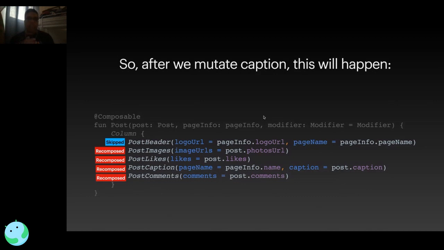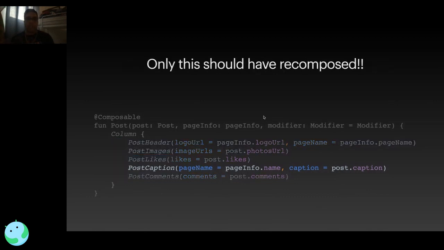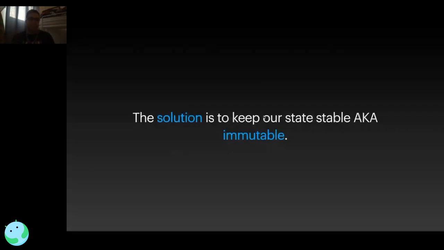And as I mentioned, only this composable should have recomposed if we had our state immutable. The solution is kind of simple: we keep our state stable, aka immutable. There's one last thing that we need to keep in mind.